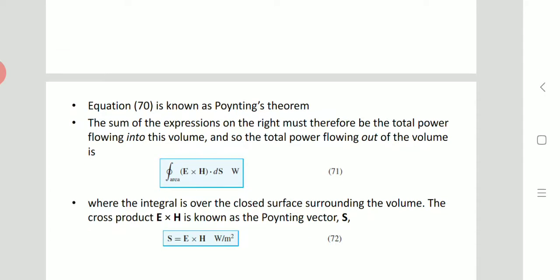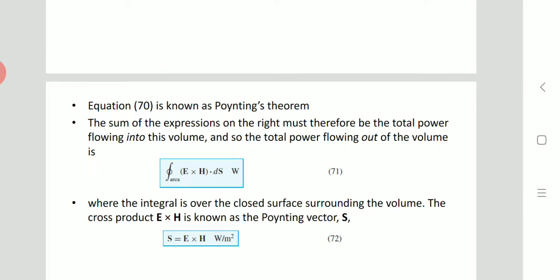Now the integral is over the closed surface surrounding the volume, and the cross product of E and H is known as the Poynting vector, that is S, or we can call it P. So therefore S is equal to E cross H watt per meter square. So this is a Poynting vector.